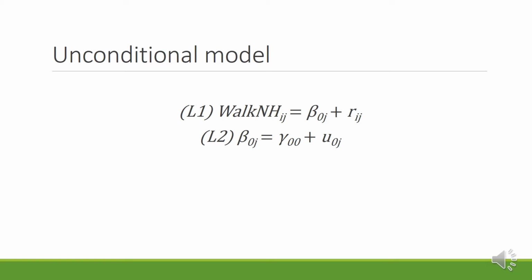So the unconditional model is a random intercepts model, as you well know. And so you have your level one equation where you have your outcome and you have your intercept. And then your intercept gets modeled as a grand mean and some neighborhood random effect.